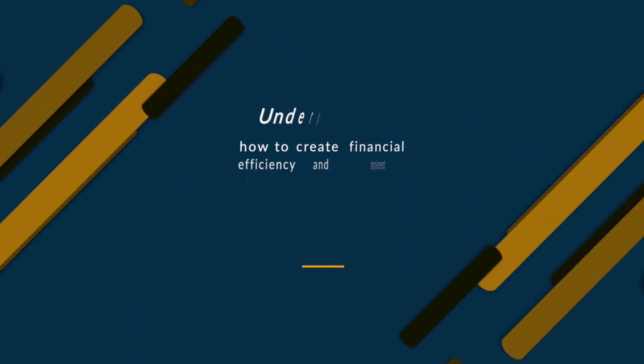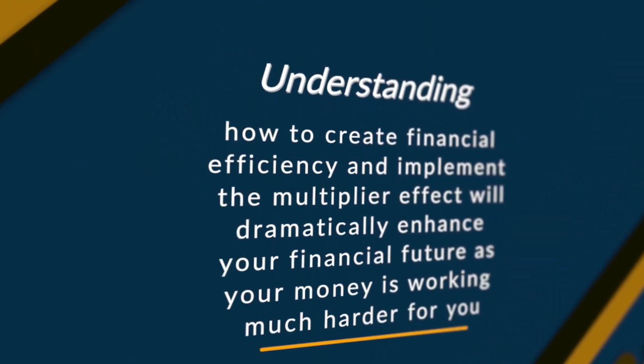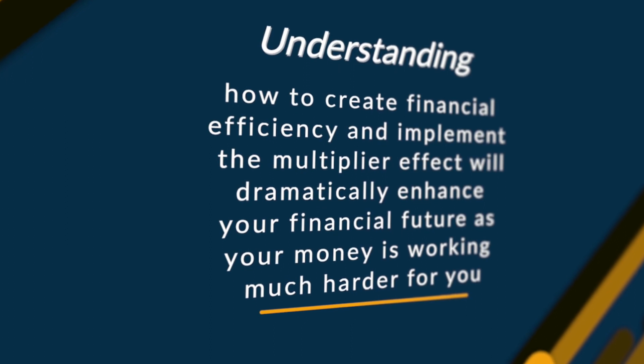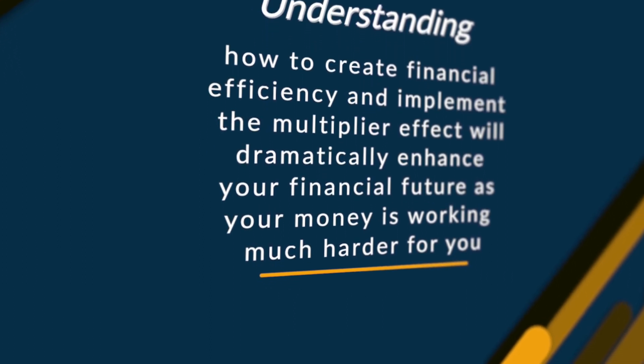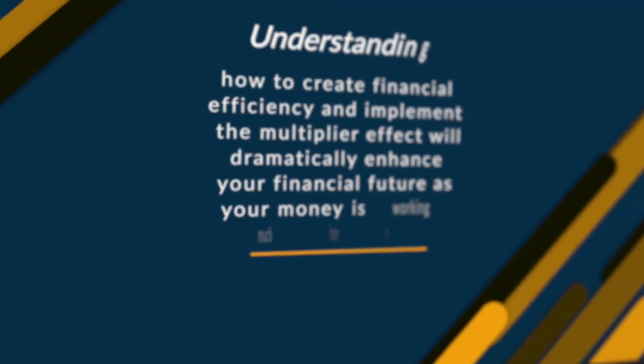The multiplier effect then begins to build on financial efficiency once you've got your money working hard to create the maximum benefits for you. Then the next step is to have each dollar provide multiple benefits, meaning every dollar is creating multiple results. In effect, $1 is doing the work of $3 or $5 or even more. Understanding how to create financial efficiency and implement the multiplier effect will dramatically enhance your financial future, as your money is now working much, much harder for you.